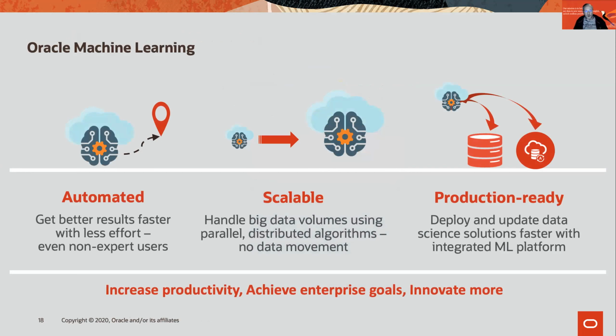From this point of view, Oracle Machine Learning is, first of all, automated. Several processes inside the algorithms are automated. For example, in cleaning data or normalizing data, or filling in the missing parts inside the original data set. This process is made automatically by the algorithm.